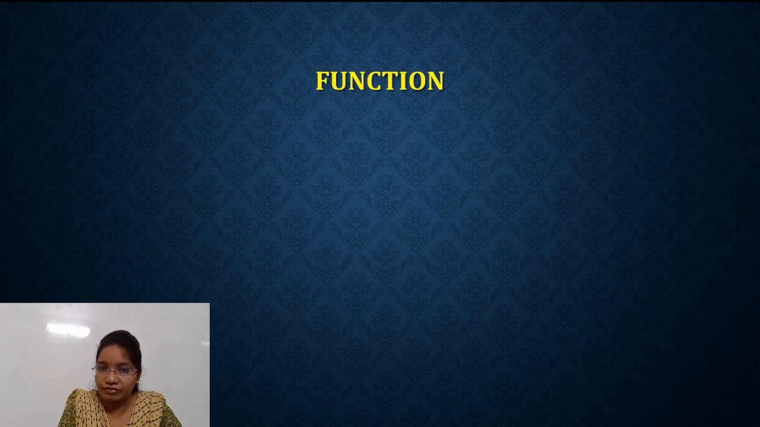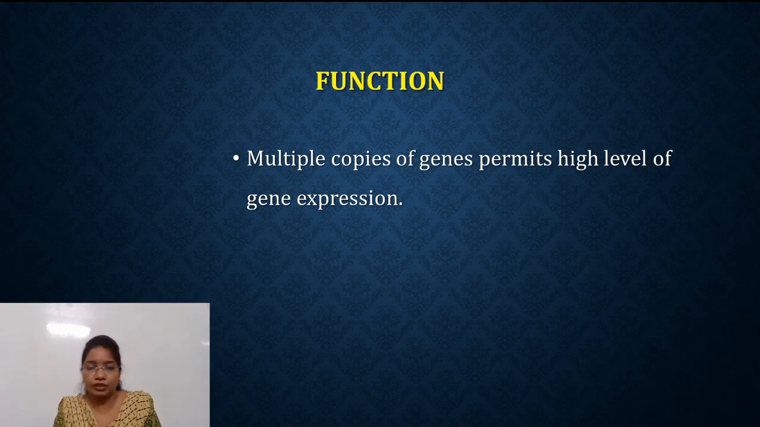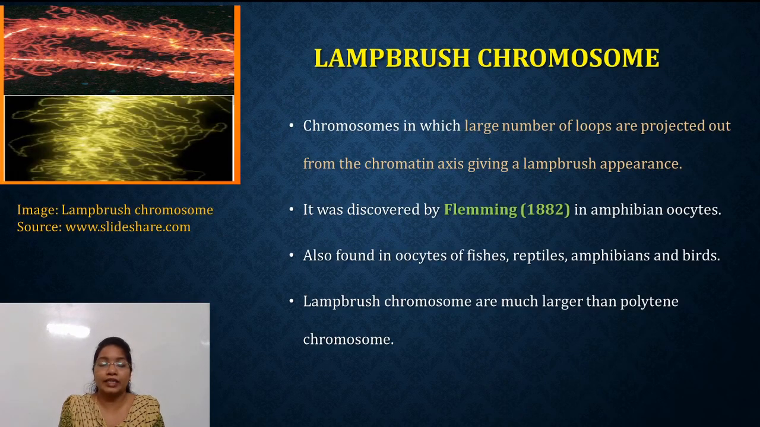Moving on to its function. Due to the multiple copies of genes, there is a high level of gene expression. So this is the most important function of the polytene chromosome. So friends, this is all about the first giant chromosome, that is the polytene chromosome. Let's see the second type of giant chromosome, that is the Lampbrush chromosome. So this is the figure of the Lampbrush chromosome.